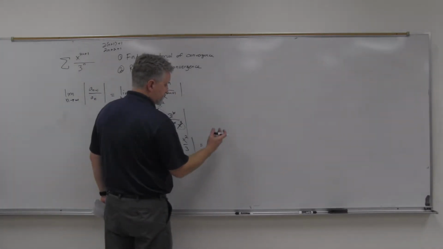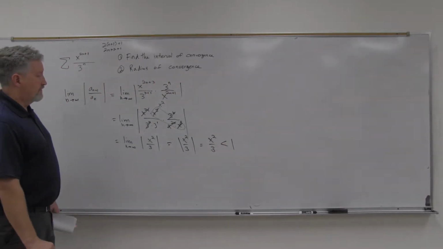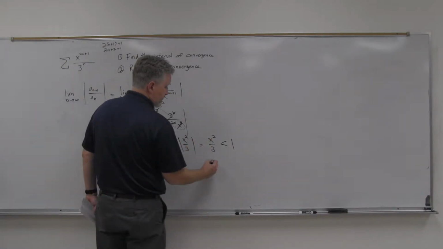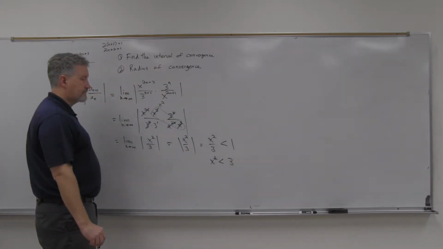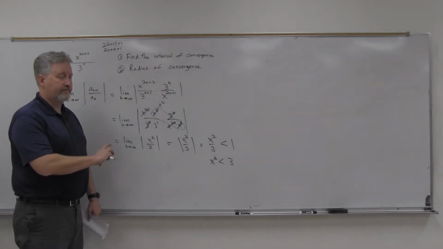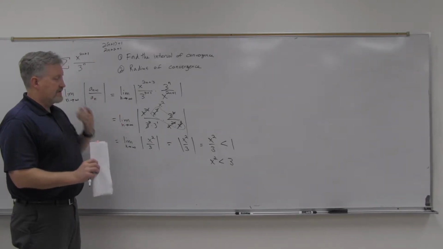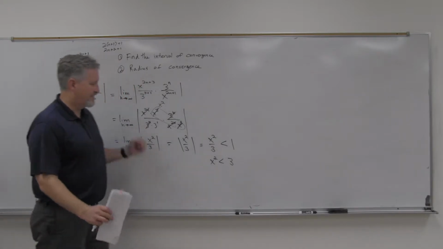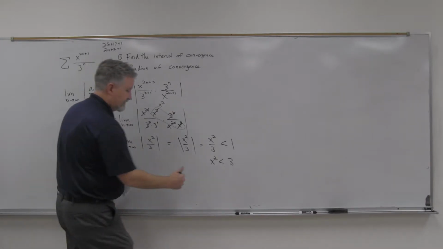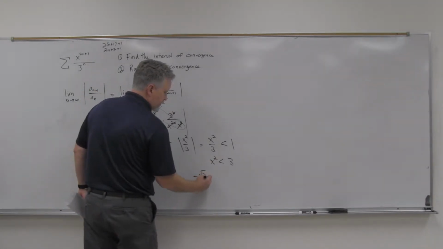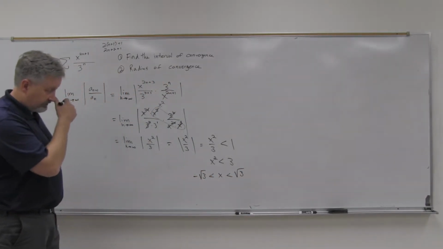But by ratio test, we want that less than 1 for it to be convergent. And so that would, if I multiply both sides by 3, give me x squared is less than 3. And we looked at those. Those are a little different than just having like an absolute value of x. Remember what those were? The endpoints are square root of 3 and negative square root of 3. So the x will be between negative square root of 3 and positive square root of 3.